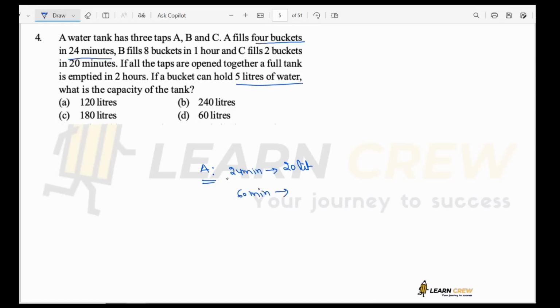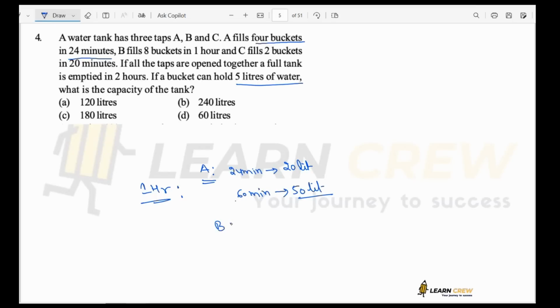4 sixes are 4 fives. 10 sixes are 10 fives. So 4 in 1 hour, 10 sixes, it can fill how much? 50. In 1 hour, A can fill 50 liters.